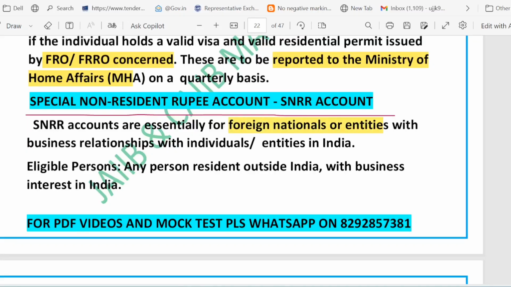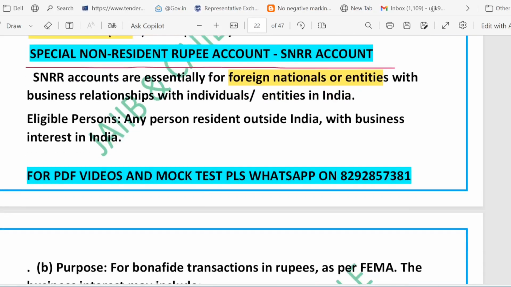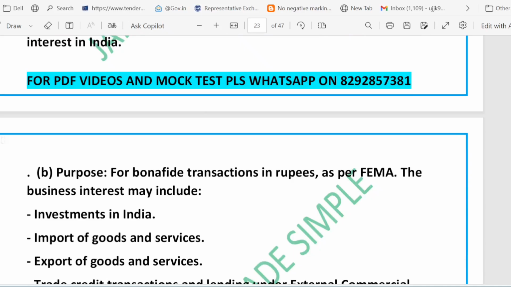So any person or a company resident outside India that has business interest in India, right? For example, an exporter, an importer, an investor, or someone providing services to India, they can open an SNRR account. For example, if your business earns or spends rupees because of India, right, you can get this account. Now, why use an SNRR account? Right, what is the purpose of it?